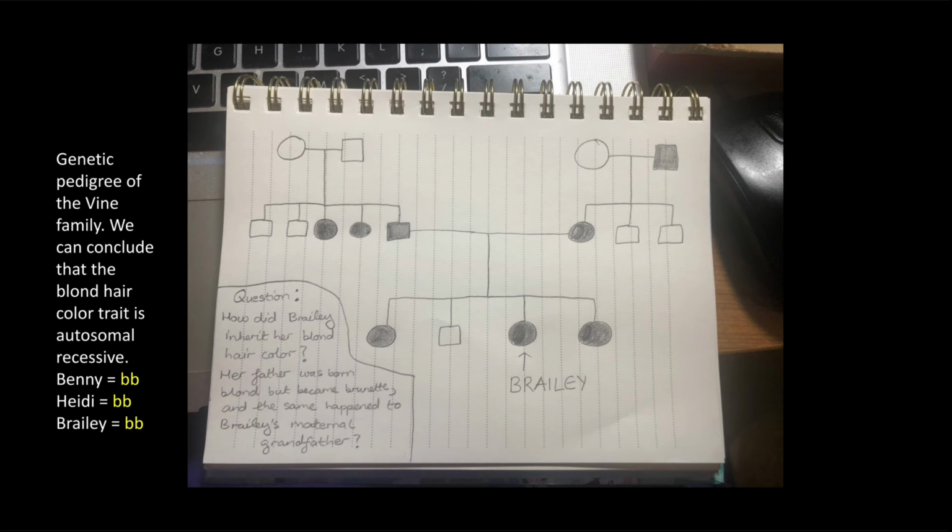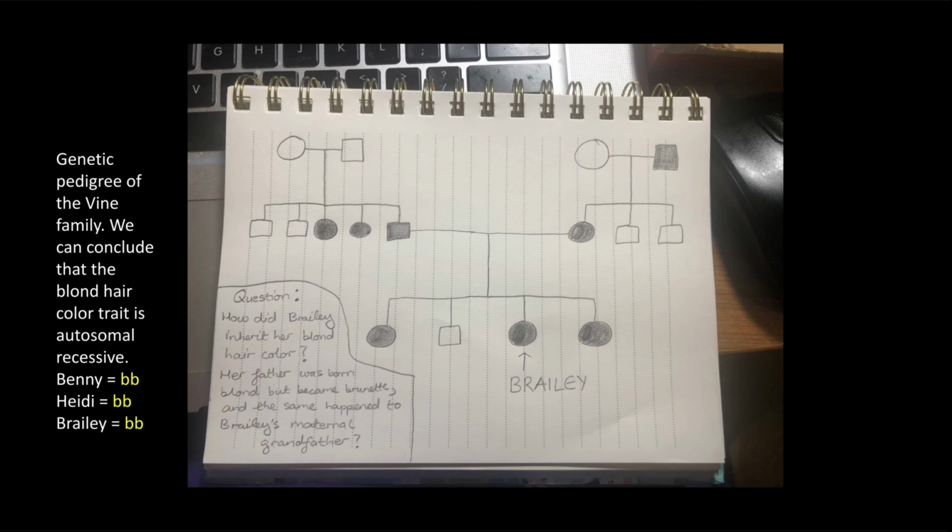Let's consider capital B to be the dominant allele representing dark hair color and small letter b to be the recessive allele representing blonde hair color. The recessive allele only shows up in the absence of the dominant allele. Hence, Brailey's father must have had the genotype small letter b, small letter b for the hair color and had blonde hair. Though, even after he became a brunette later on because he's brown now, he had the blonde hair gene in his DNA when he was born, and he still has it.